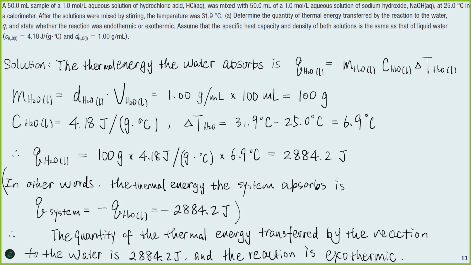And therefore we know the heat that the water absorbs is 2,884.2 joules. In other words, thermal energy the system absorbs is given by the negative of that value, negative 2884.2 joules. And therefore we can know the quantity of the thermal energy transferred by the reaction to the water is 2884.2 joules, and the reaction is exothermic. So have a look at the solution here. Any questions, just let me know, okay?